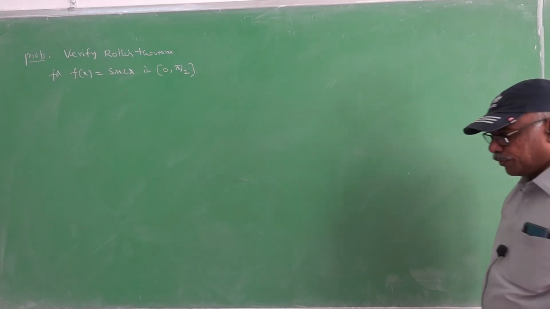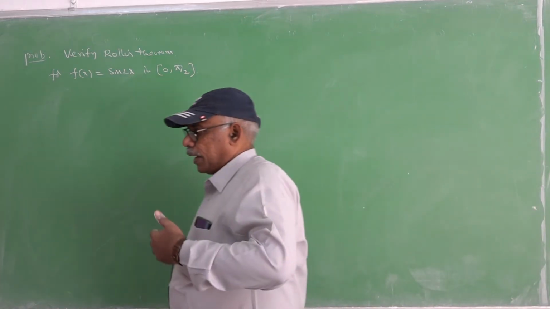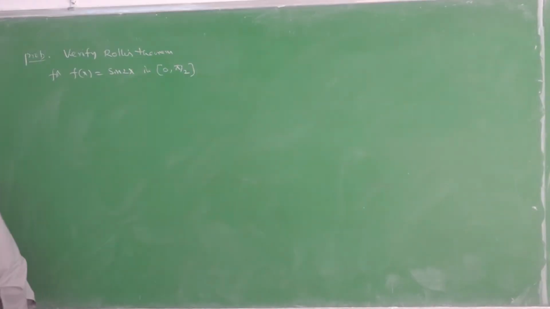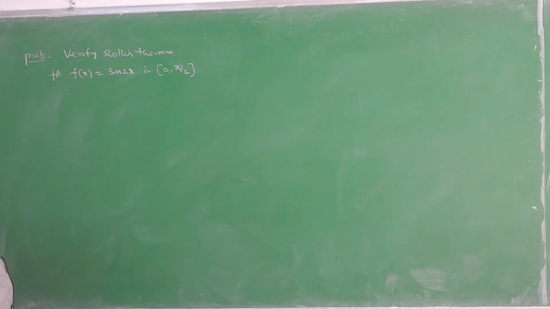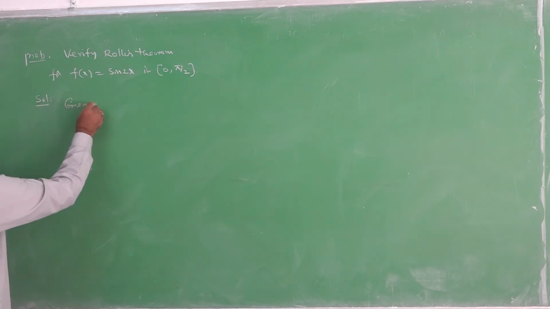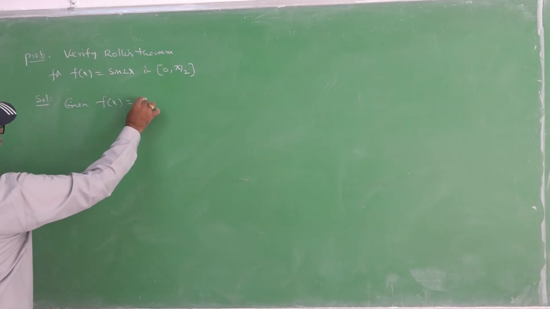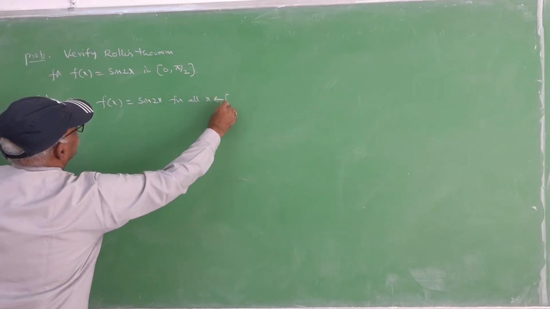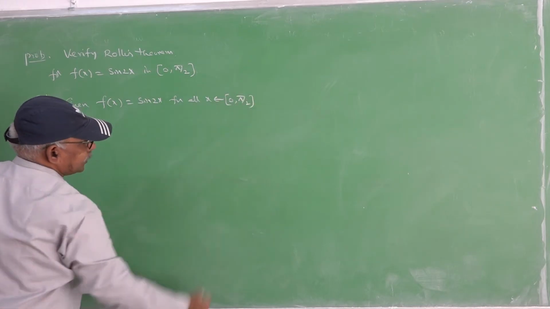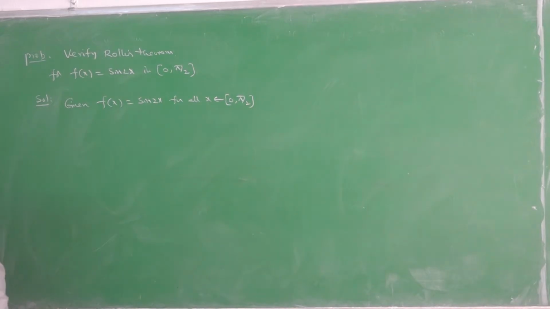Verification of Rolle's theorem. Verification means a check whether the function follows the conditions of Rolle's theorem and whether there is at least one value that lies between the given interval 0 to pi/2, where the first derivative becomes 0. That is important here. So, this is the verification method. Given the function f(x) equal to sine 2x for all x that belongs to [0, pi/2]. x lies within the closed interval [0, pi/2].